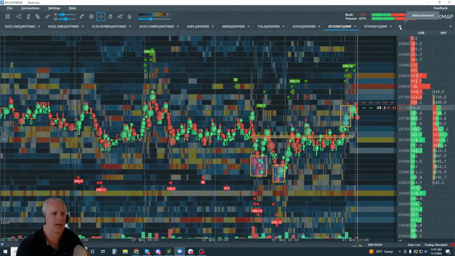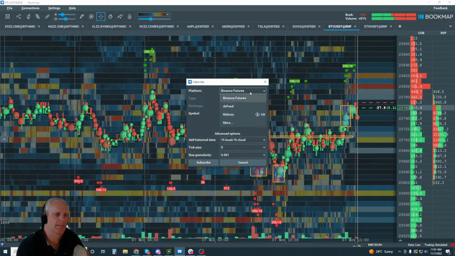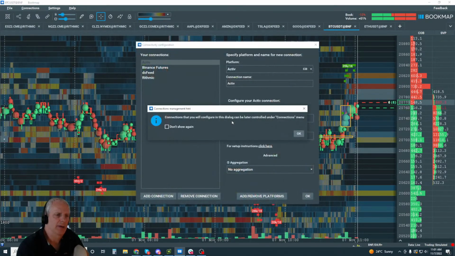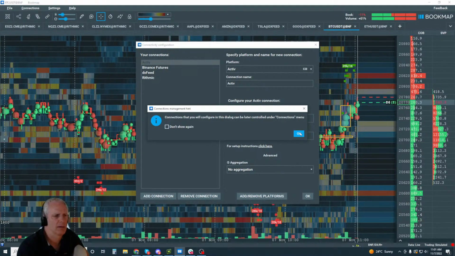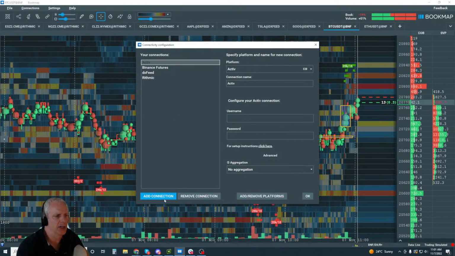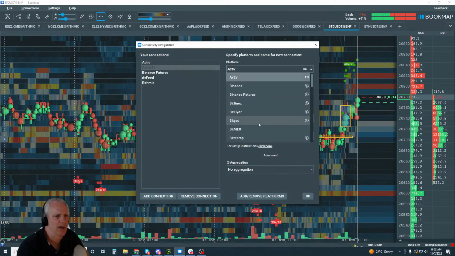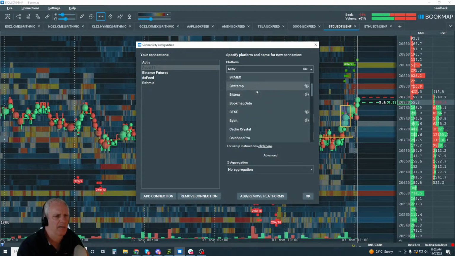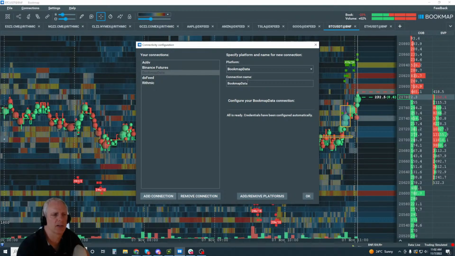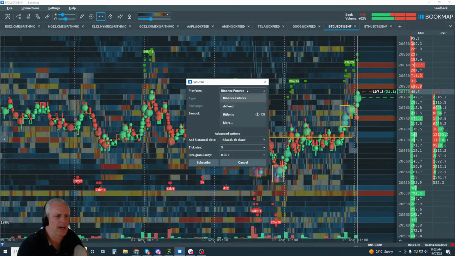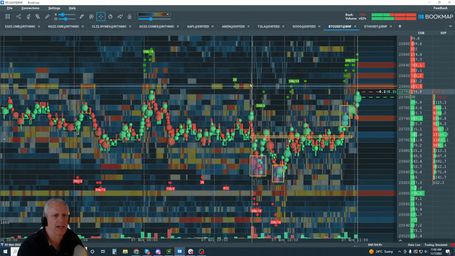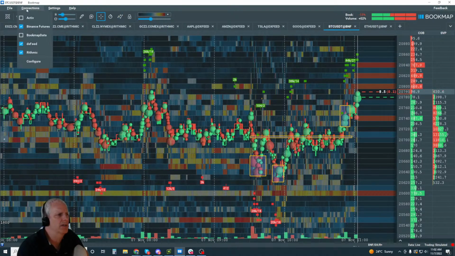So let me show you that. I need to add Bookmap data in here. So we'll add a new connection up here, Bookmap data. If we scroll down, here it is right here, Bookmap data. We are actually the data provider for this. It's a synthetic instrument called multi-book that we created here, and we'll subscribe to it here. Then I'll close that, and let's select it up here.